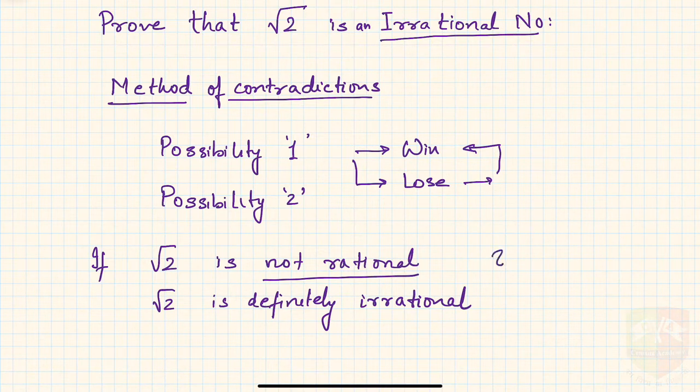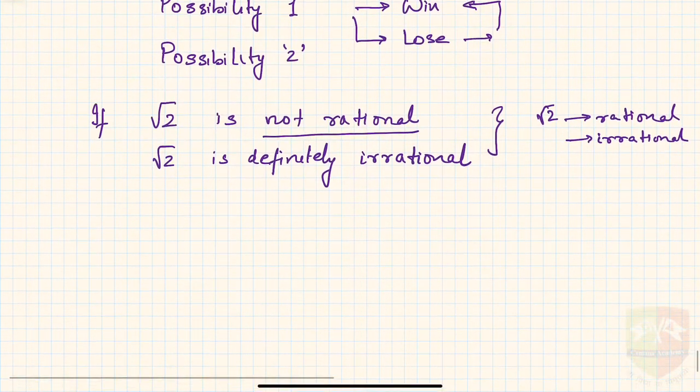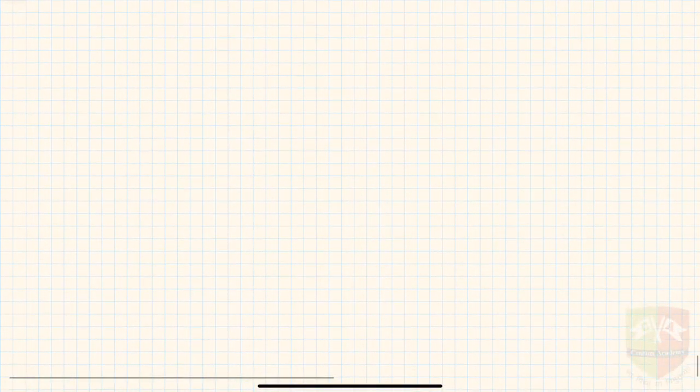This is happening because root 2 can be either rational or irrational, right? There is no third possibility. If there were a third possibility, then we could not use this method. So only two possibilities are there: either root 2 will be a rational number or it will be an irrational number. Now, if we somehow prove that root 2 is not rational, then definitely it is going to be an irrational number. So now let us try to prove root 2 to be a rational number.